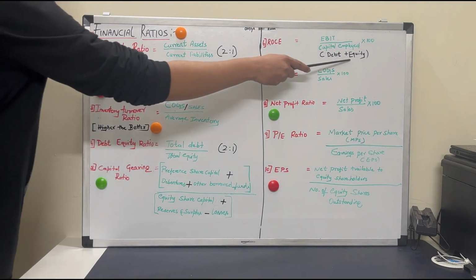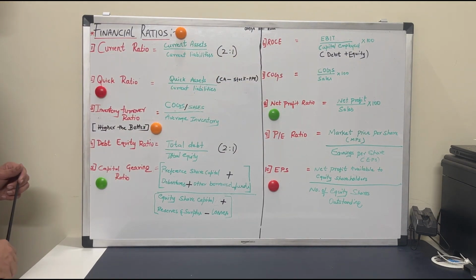Now this ratio suggests how well the company is utilizing the capital in order to generate profits. If the ratio is higher, let's say some 20-25%, that means it is utilizing its capital very well to generate profits. If it is low, then they are not utilizing it well and they can utilize it more effectively to generate more profits. The next ratio is cost of goods sold percentage.